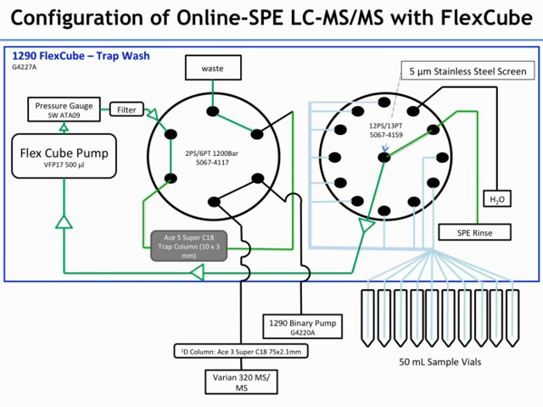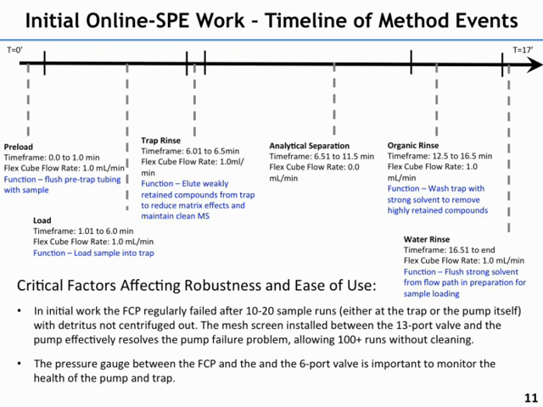So that's an overview of how it works. This is just kind of a timeline. A typical method for us right now is 17 minutes. From end to end, we really haven't taken the steps to rigorously optimize that. But we do a preload step here where we flush all of the components in that FlexCube with water. Then we load for 5 minutes. We have a brief washing step, 30 seconds with just water, to elute any really polar compounds from the SPE material.